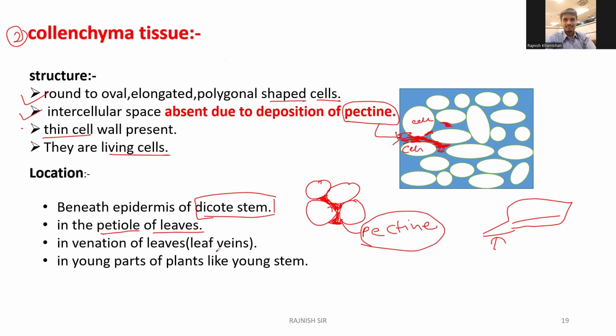They are also in the venation of the leaves, meaning leaf veins. You can see the leaf has vein-like structures like this, called leaf veins. In those veins, collenchyma is also present. And in the young part of the plant, like the young stem, it is present. So in the leaf petiole and the young stem, they are present.